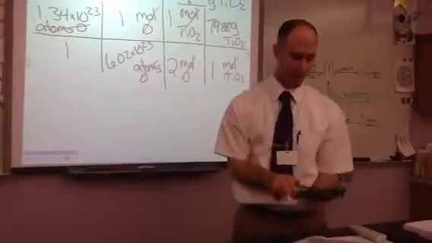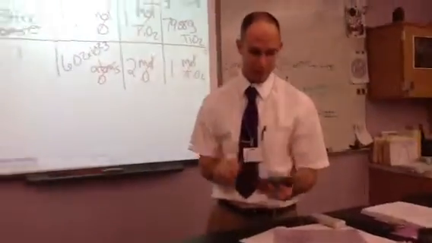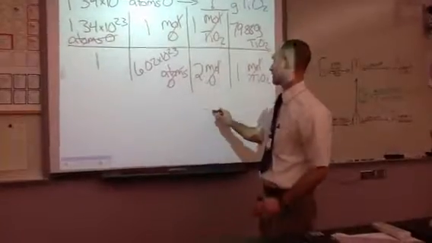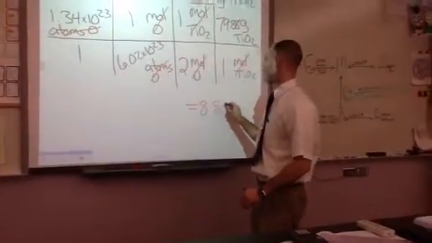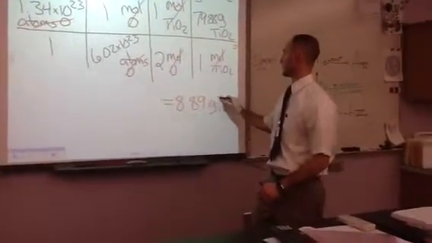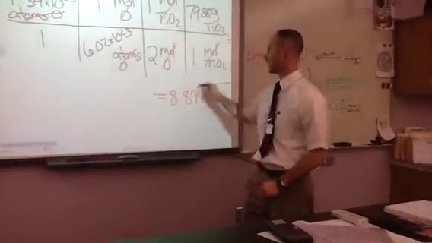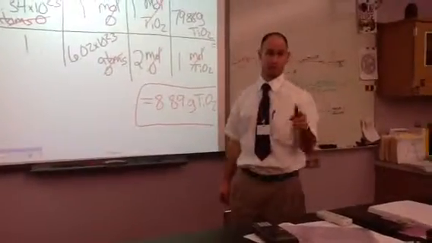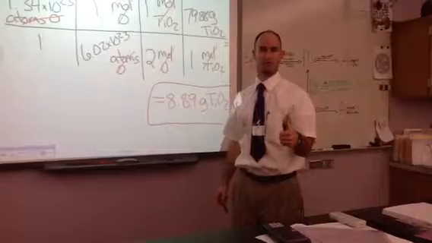So I'll punch this in my calculator real quick, and we get 8.89 grams of TiO2 as your answer. Write down this example. We're good.